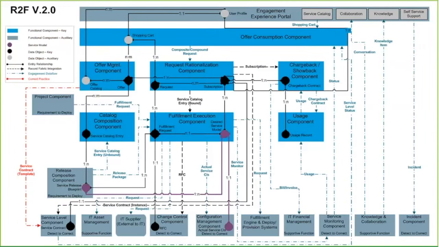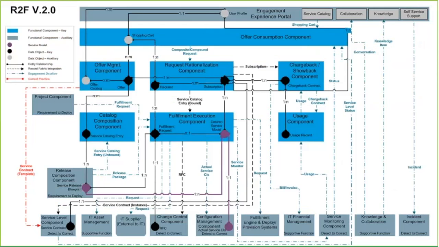This diagram is what we call the level 2 reference architecture of the request to fulfill value stream. In this diagram, we go into more detail with respect to the cardinality of the relationships, as well as the different types of interactions or integrations between the different functional components. It is important to mention the gray boxes that you can see here on the screen. The functional components that are gray are, for example, components that are part of another value stream, but have a key dependency with other value streams.